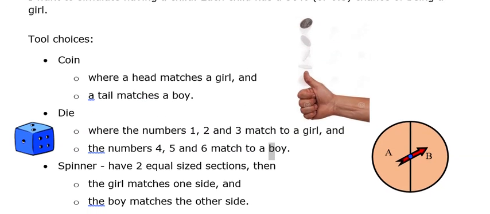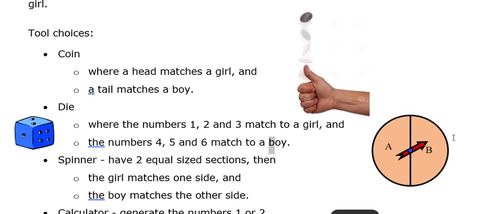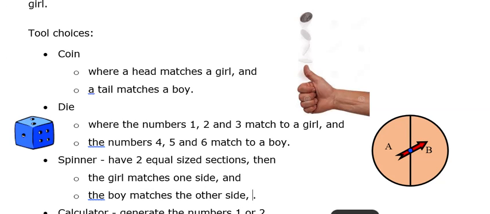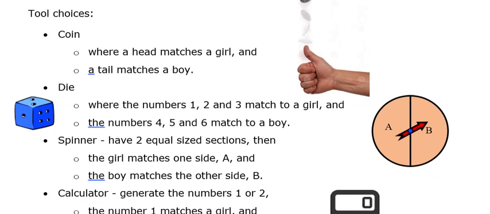I could also do this as a spinner, and as long as I've got a little diagram here, you can see I've got 2 sides, A and B. They need to both be equal size, because we're talking about 50%. So in that case, the girl is going to match to one side, and I might say the girl would be side A, and the boy is going to match to the other side, and we'd call that B. I missed that one out, so we'll just put our A's and B's in there.